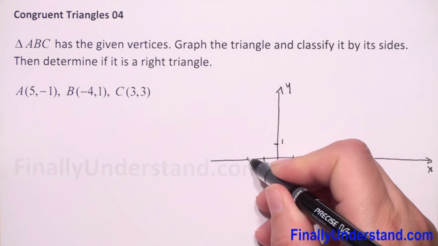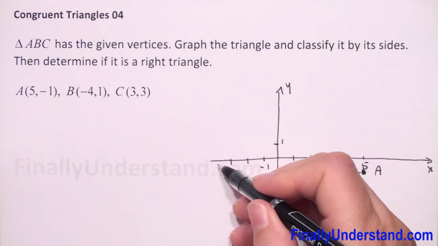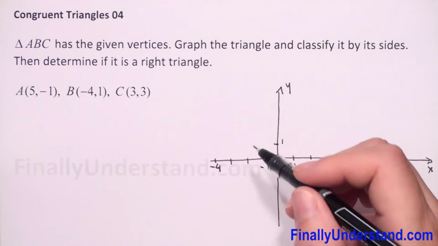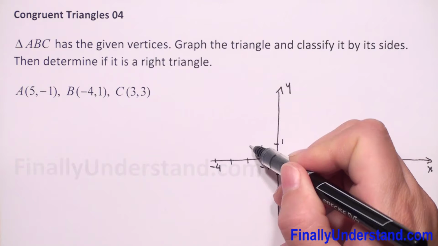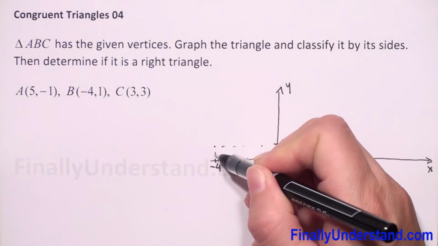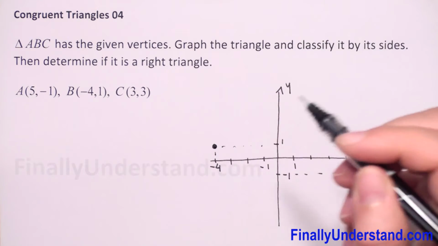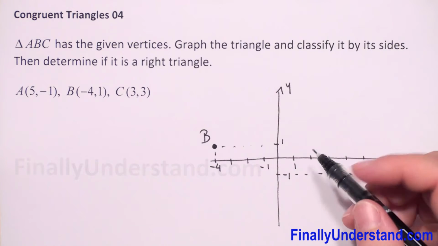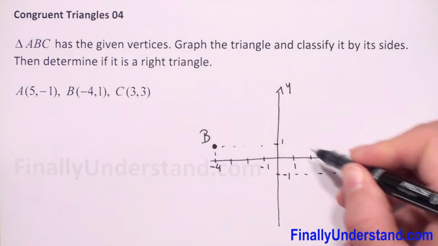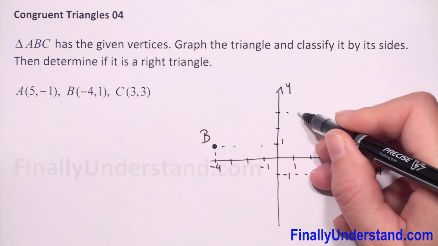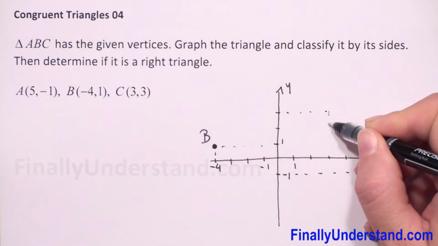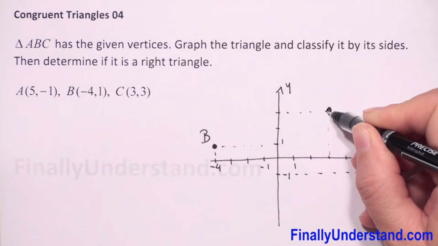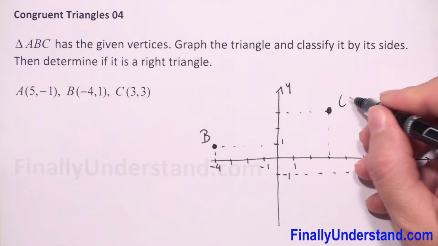So we have -1, -2, -3, -4, and 1. So approximately it is here. Point B. And point C is (3, 3). So this is approximately here. This is our point C.